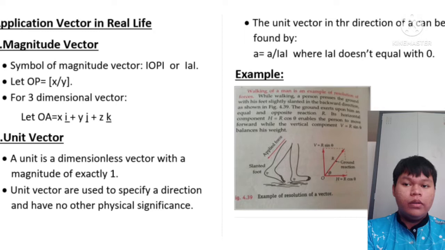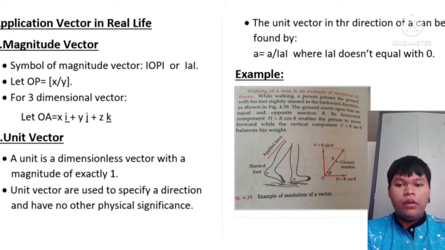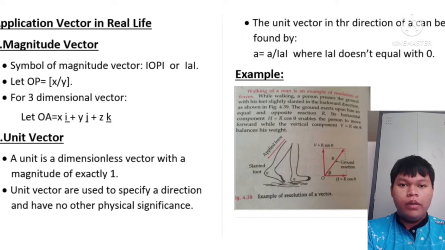B. Unit vector. A unit vector is a dimensionless vector with a magnitude of exactly 1. Unit vectors are used to specify a dimension or direction, and have no other physical significance. The unit vector in the direction of a can be found by â equals a over |a|, where |a| does not equal 0.